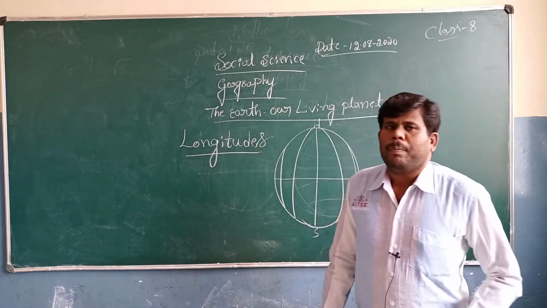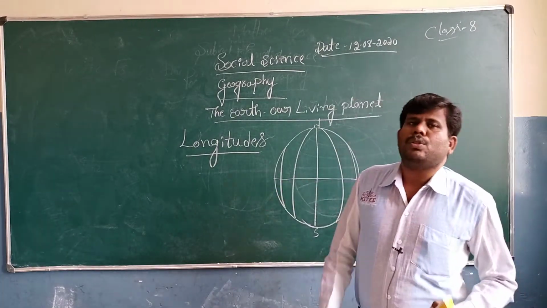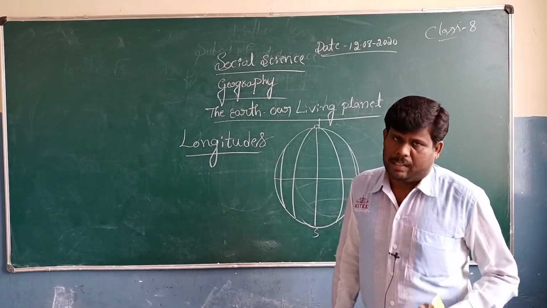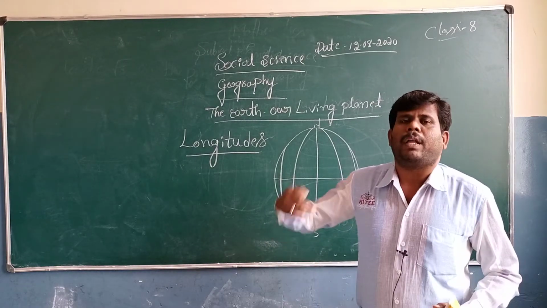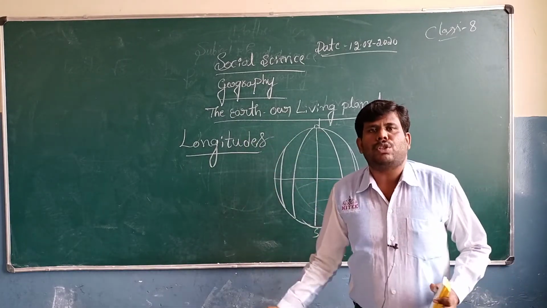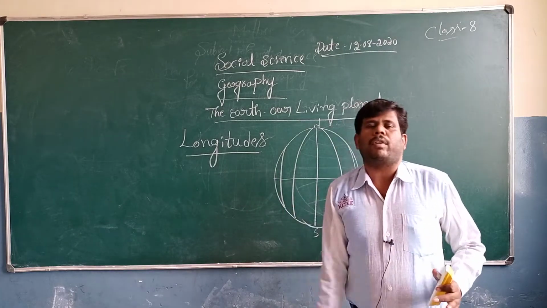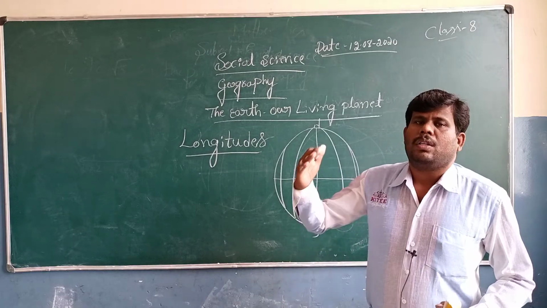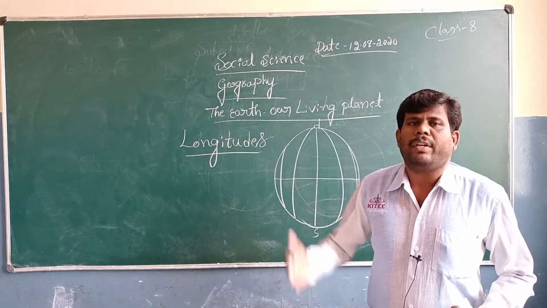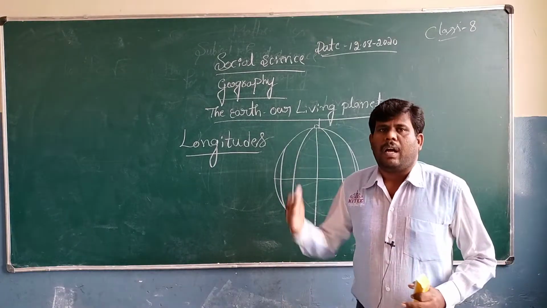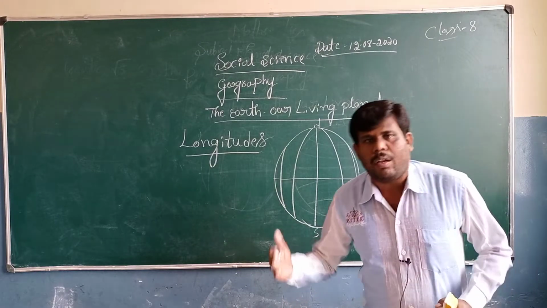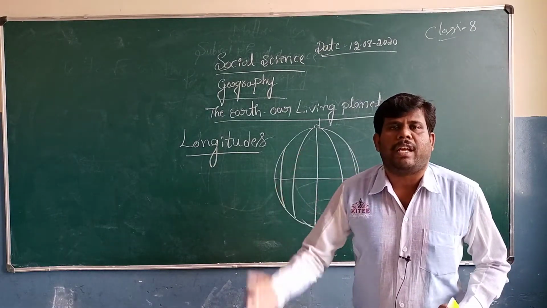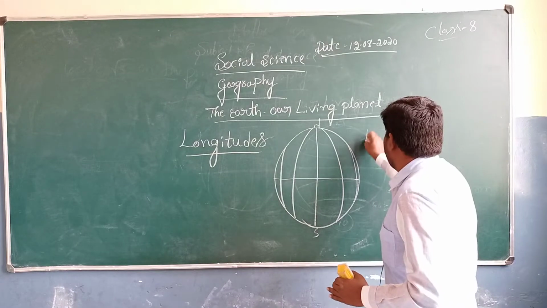See, on the globe, these longitudes are semicircles that run from north to south across the equator. These lines are short in length, and these lines are also called meridians. You learn this point, children.